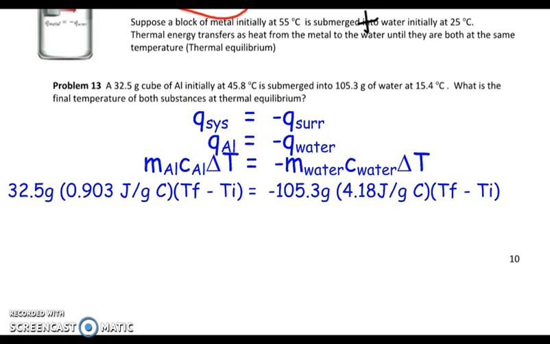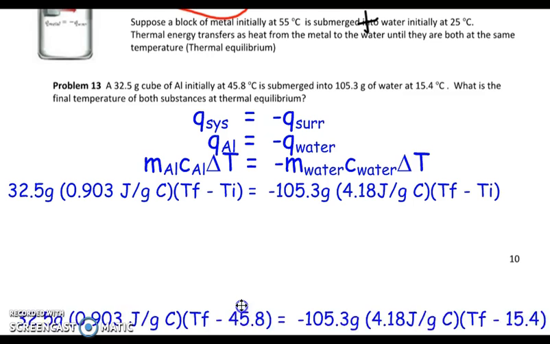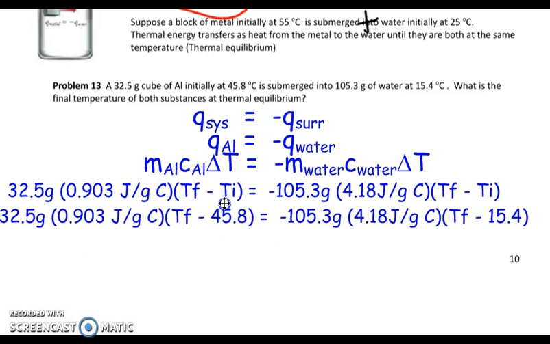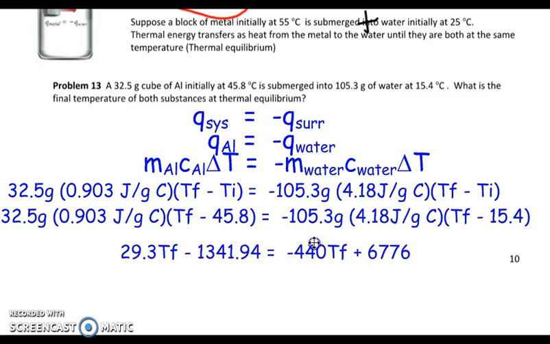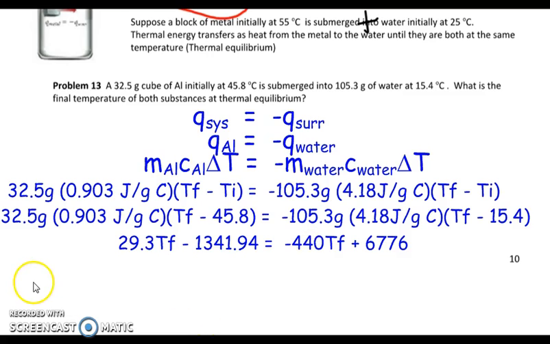Well, what do we know about the final value? It's the same for both. So I went ahead and put in the initial values for both. And now this is just a simple math equation. What I did next is I multiplied the 32.5 by 0.903. And then I multiplied negative 105.3 times 4.18. If you pause this, you can do the math yourself. So 32.5 times 0.903 is 29.3.